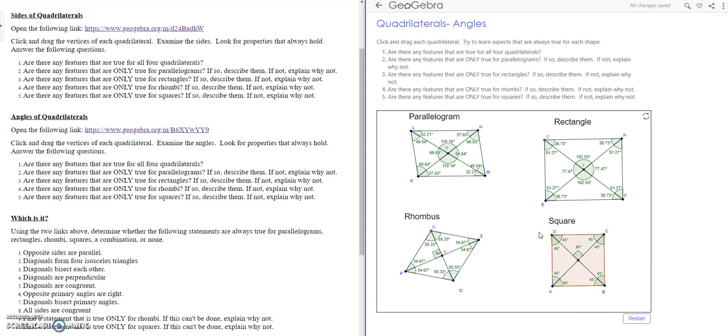And what's unique about the square is that it forms a 45, 45, 90 triangle when I have the diagonals inside. So it's four congruent isosceles right triangles on the inside of the square. That's what makes it more unique than the others.